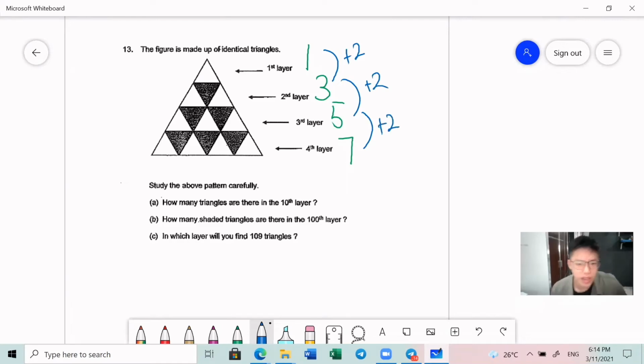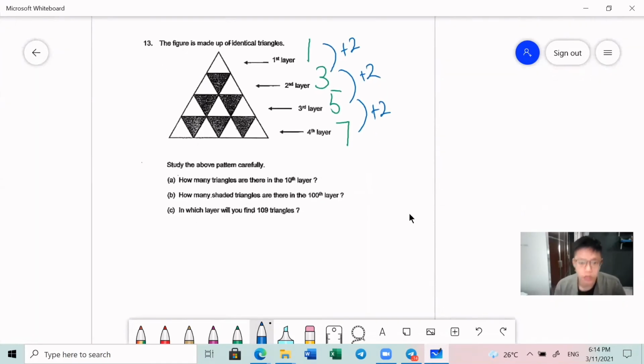When you see that, what would you do? You will want to quickly write down the formula. They want us to find the triangles in figure number 10. Some of you will say, but figure number 10 is quite close, right? I can just do 7 plus 2 plus 2 plus 2 all the way. Sure, you can, but the purpose of the video is to teach you how to do equal interval and to use the formula. So I'm just going to use the formula: an equals a1 plus bracket n minus 1 times d.